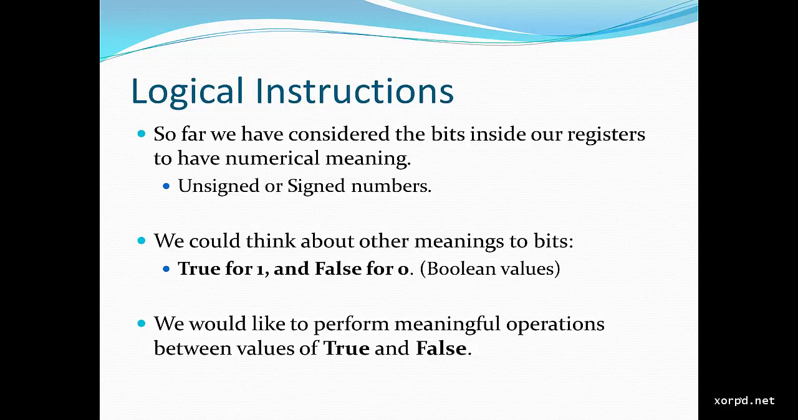As, for example, we've seen in the Boolean algebra chapter, we can think about true as the bit 1 and false as the bit 0. And these are the Boolean values. We would like to be able to perform meaningful operations between values of true and false, or maybe between ones and zeros, just like we learned in the Boolean algebra chapter.